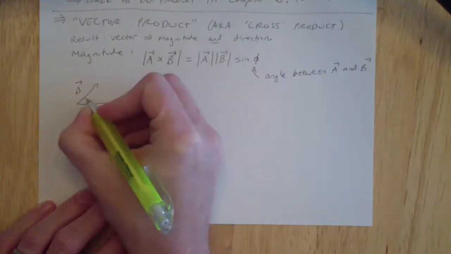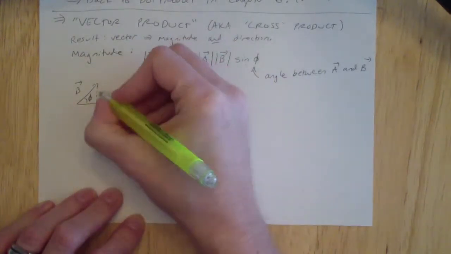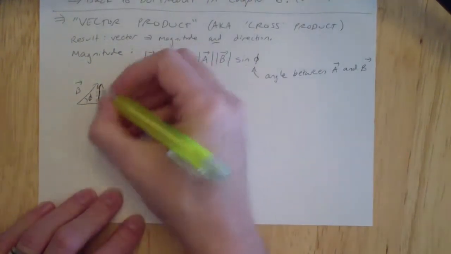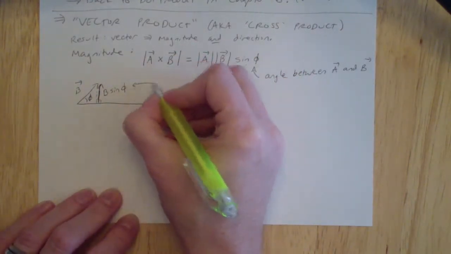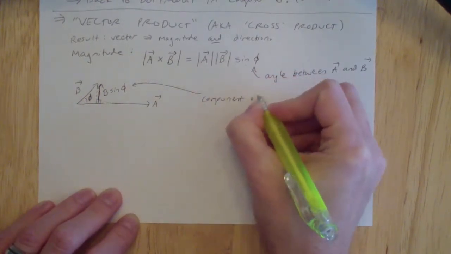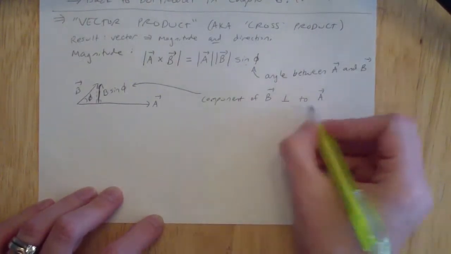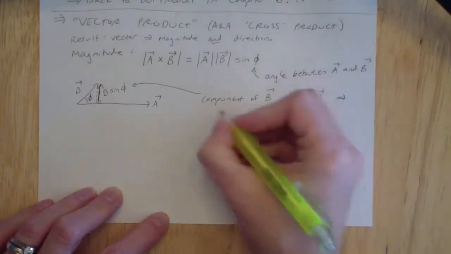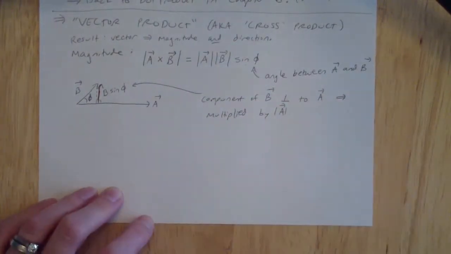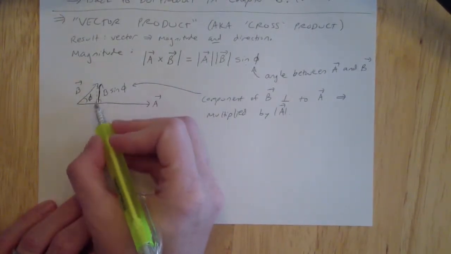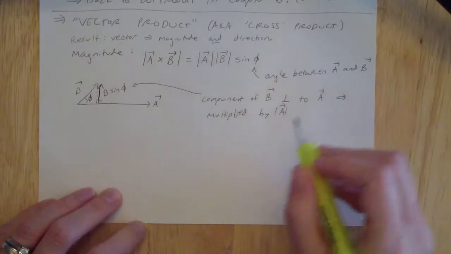phi to vector A, then we can see that B sine phi, with this right triangle again, is actually just this component that is now perpendicular to A. So B sine phi is the component of B that's perpendicular to A. And so that component of B perpendicular to A is then multiplied by the magnitude of A. So now you're taking not the projection of B along A, but the component of B that's perpendicular to A, and then multiplying those two together to get that magnitude.